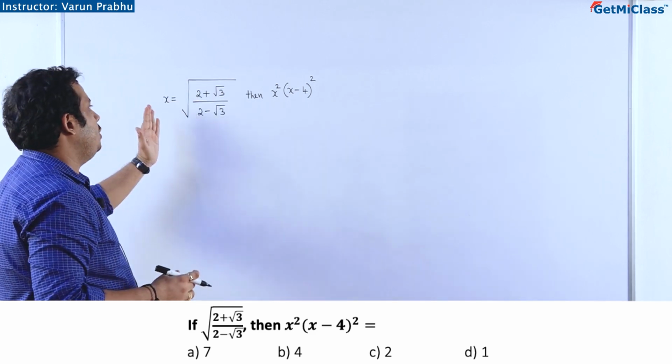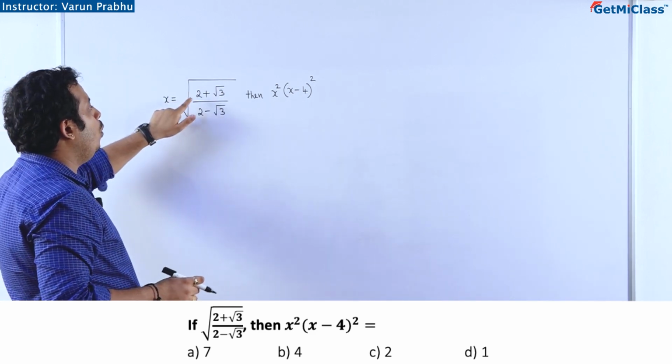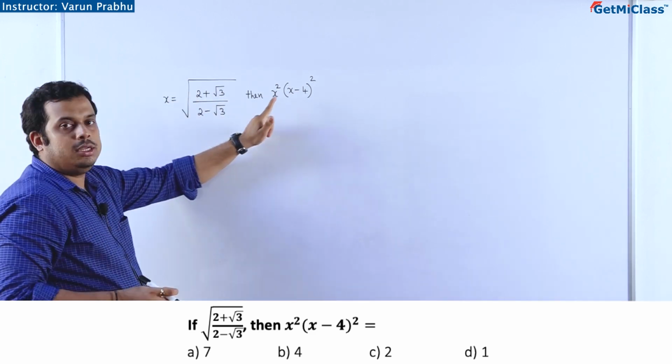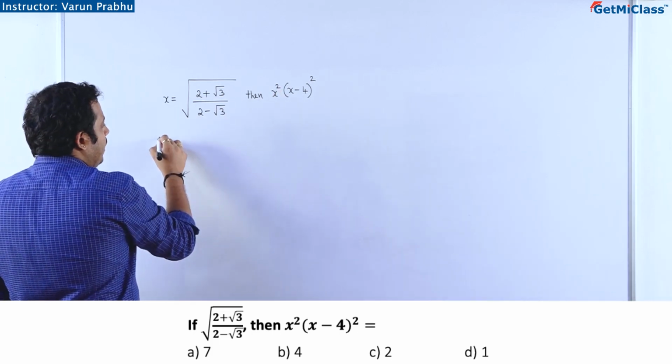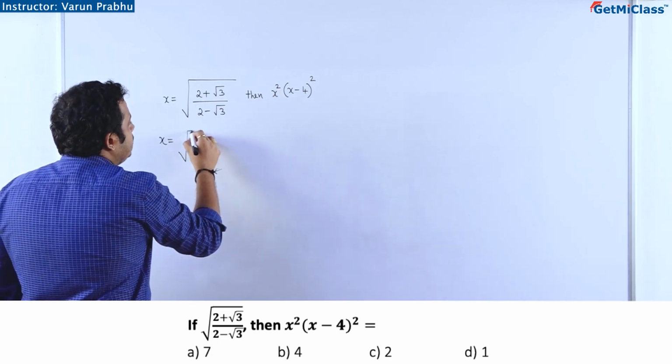If you look at this question now, x is equal to the whole root of (2 plus root 3) by (2 minus root 3), then what's the value of x square into (x minus 4) the whole square? So I can first reduce.